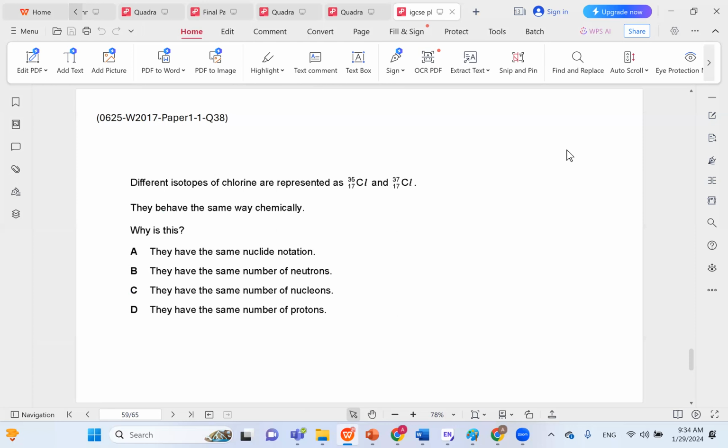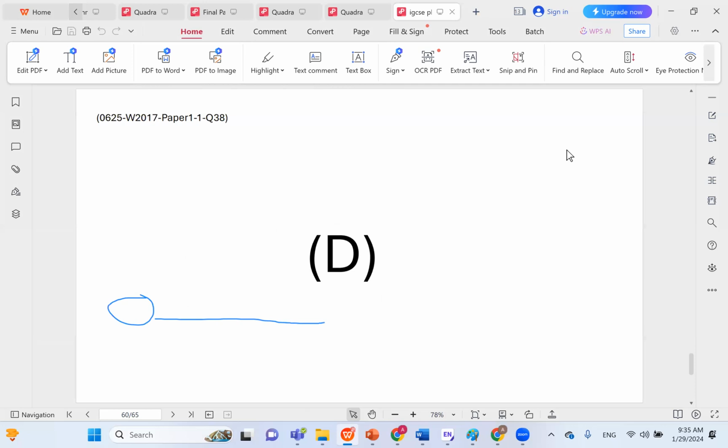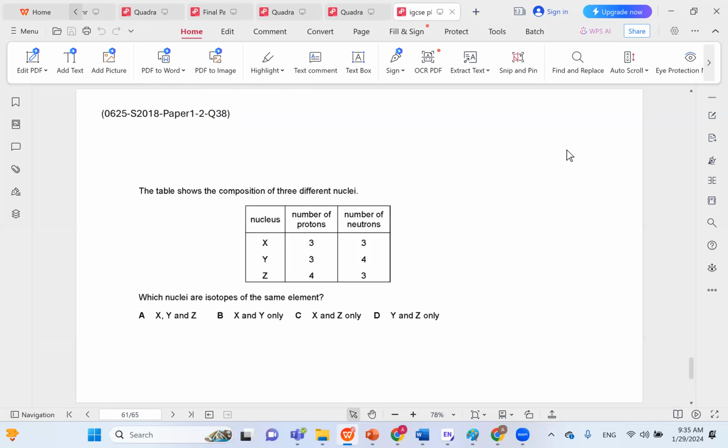Different isotopes of chlorine are represented as 35/17 Cl and 37/17 Cl. They behave the same way chemically. Why is this? Because they have the same number of protons. So D again is the correct answer. So same number of protons, different number of neutrons. This is the main concept of isotopes.